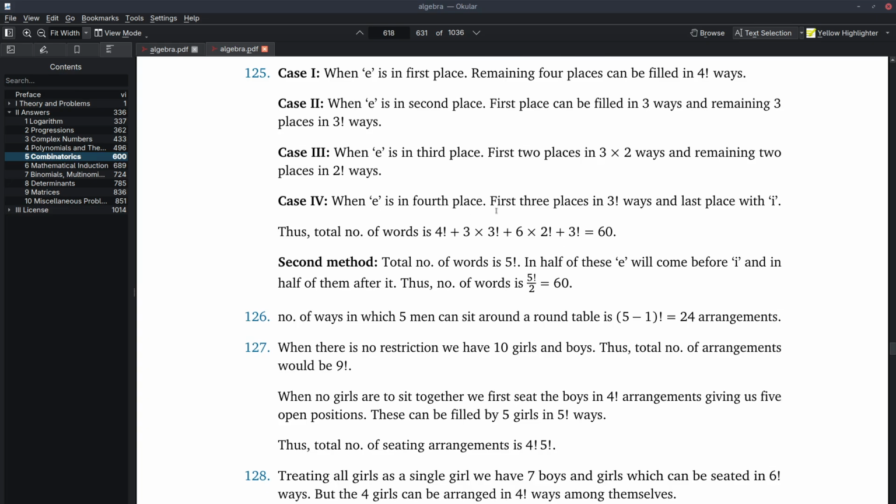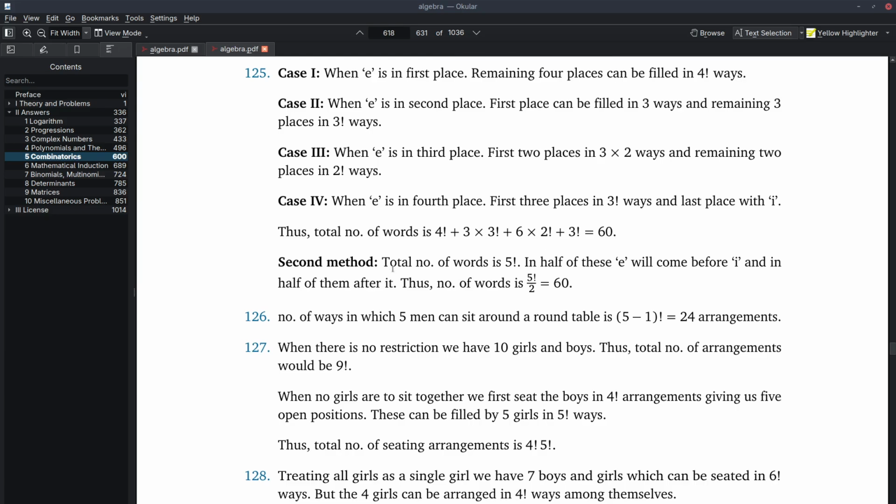When E is in the fourth place, first 3 places can be filled in 3 factorial ways and the last place has to be filled with I. The total number of words is 4 factorial plus 3 multiplied by 3 factorial plus 6 multiplied by 2 factorial plus 3 factorial, that is 16.